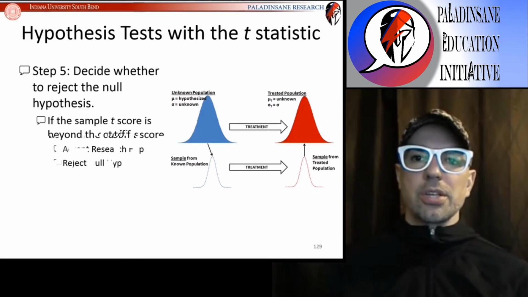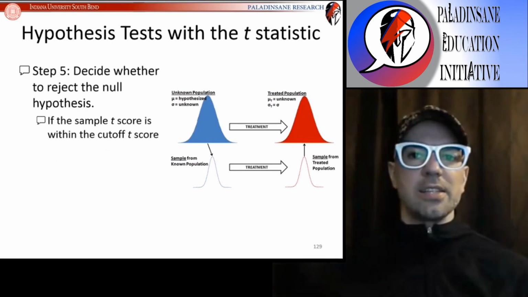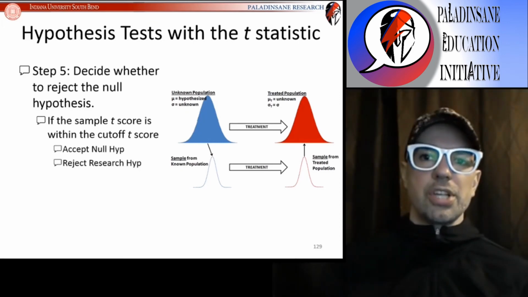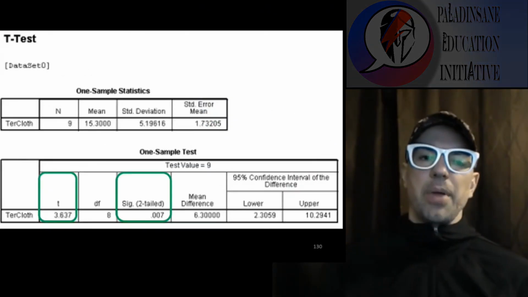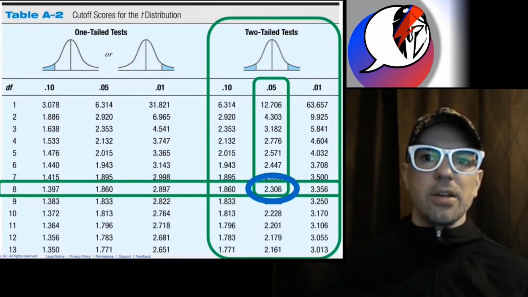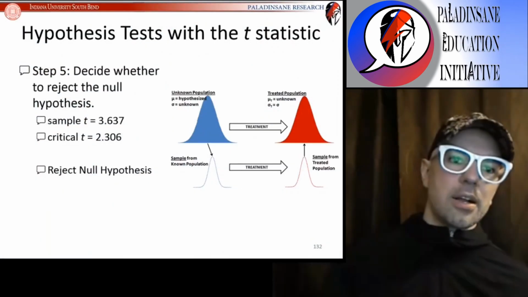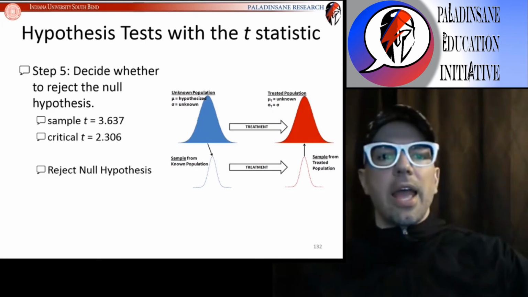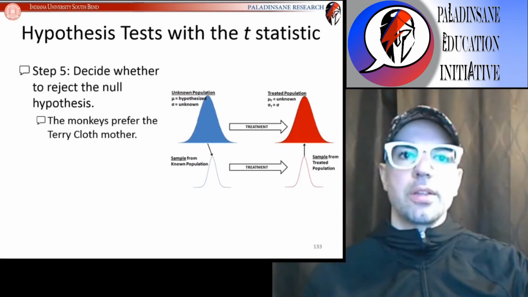If the other situation occurred, if the sample t-score was within the cutoff scores, it did not cross that line into the tails, it stayed in the body, we would accept the null hypothesis and reject the research hypothesis. So again, get that t-statistic, compare it to your cutoff score, and draw your distributions out. We can see that in this case, our sample t-statistic went beyond our critical cutoff scores, so we reject the null hypothesis. And SPSS leads us to the same conclusion: that the monkeys prefer the terry cloth mother.